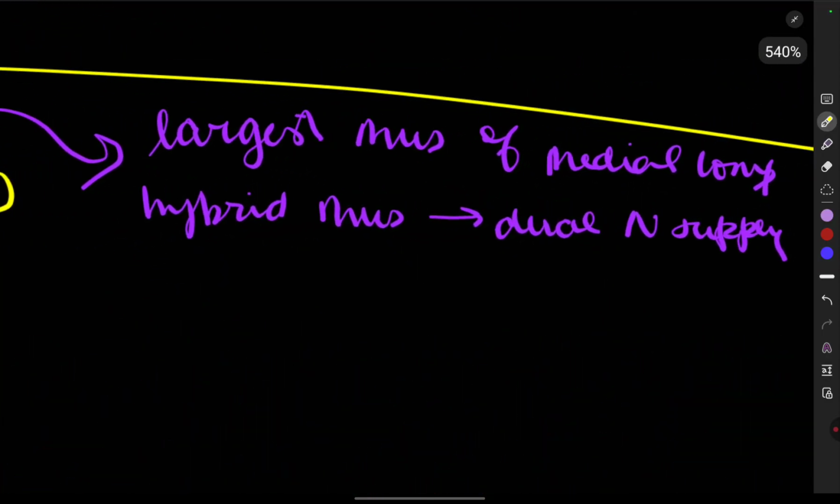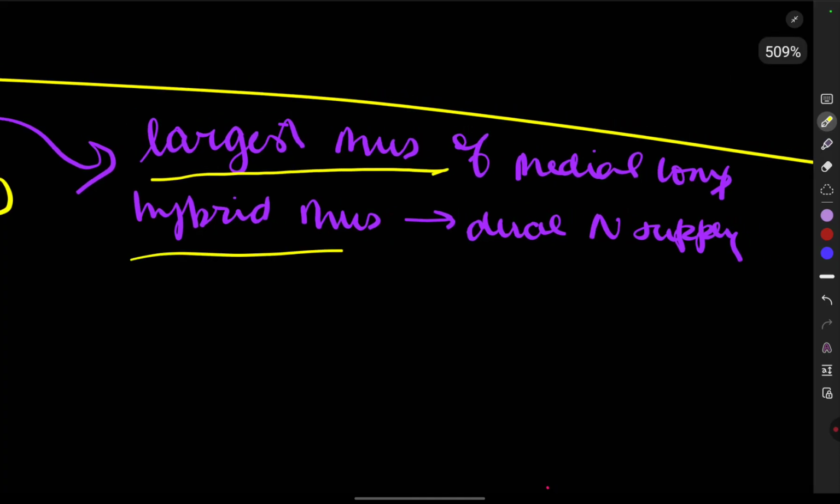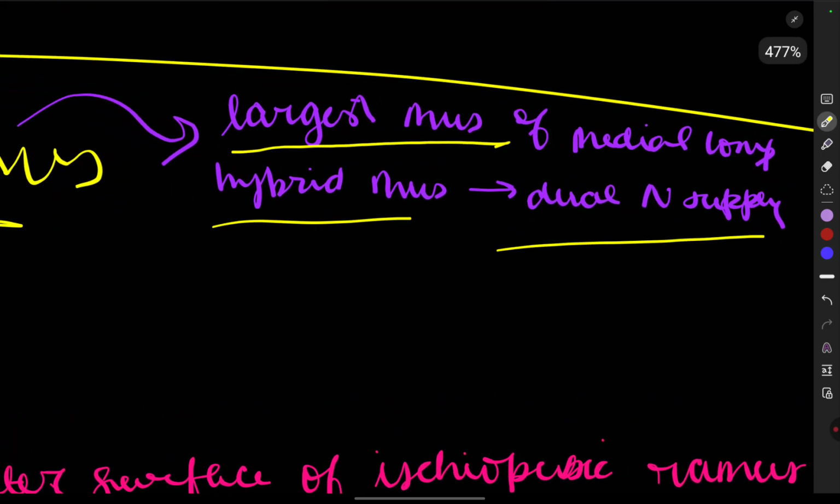See, it is the largest muscle, okay. It is the largest muscle, and it is a hybrid muscle, okay. Dual nerve supply, as I have already told. So which are the two muscles that have the dual nerve supply? That is the pectineus muscle and the adductor magnus muscle, okay.